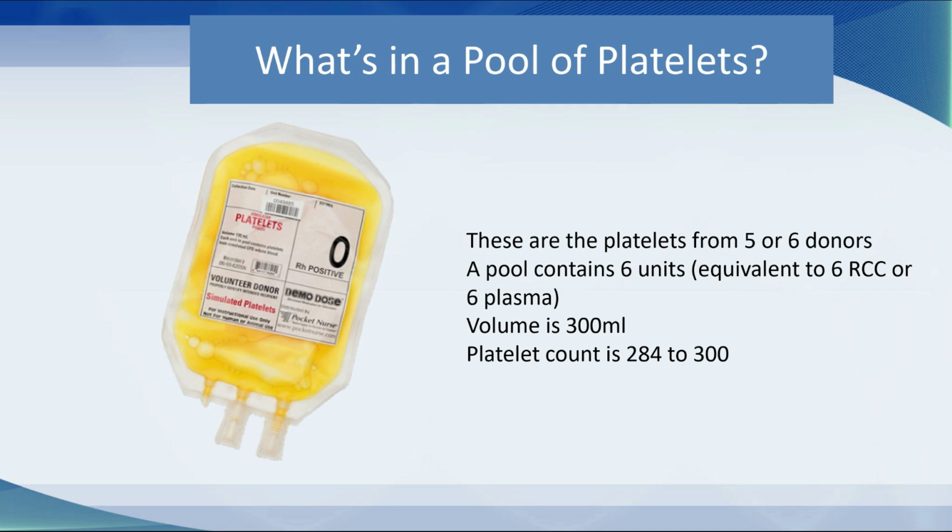Now, the other product that's widely used is a pool of platelets. And this is platelets from 5 or 6 donors. A pool contains 6 units, which is the equivalent to 6 units of red cells or 6 units of plasma. The volume in this 6-unit pool is about 300 mils, and the platelet count is 284 to 300. So, you get a fairly juicy transfusion of platelets from one of these pools.